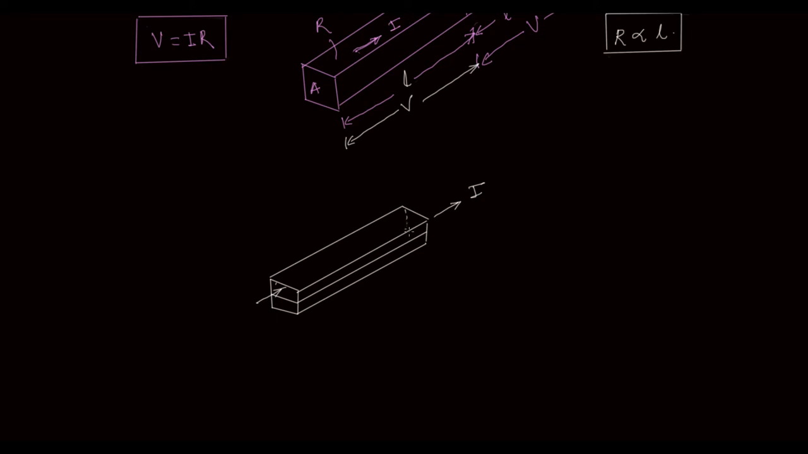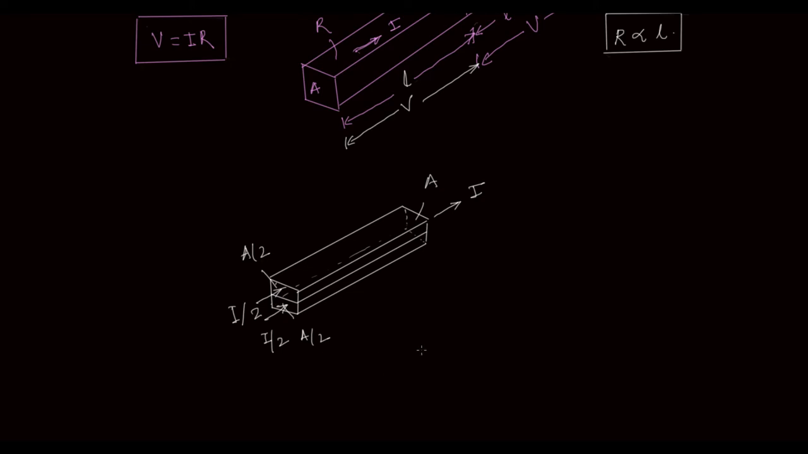this whole area which was earlier A has now become A by 2 each. Okay, so it has become A by 2 each. This current is I, this whole I got split into two, I by 2 here and I by 2 here, right? Okay.